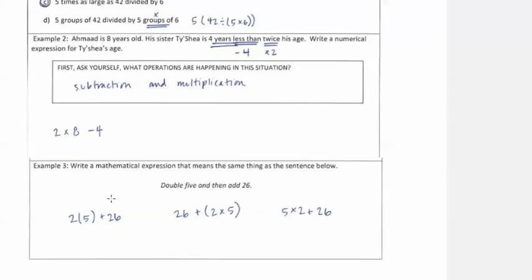Same thing here, we want to say double 5. So double would be times 2. I would actually have you write times 2 above the word double and then add 26, so plus 26. Any of these work. There are also other correct answers for 2 times 5 plus 26.